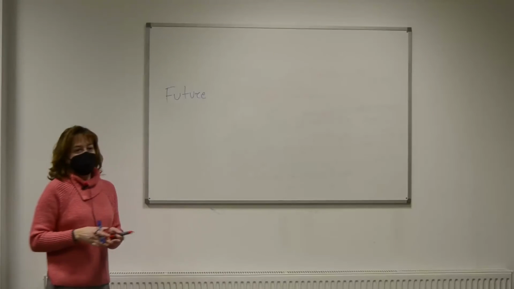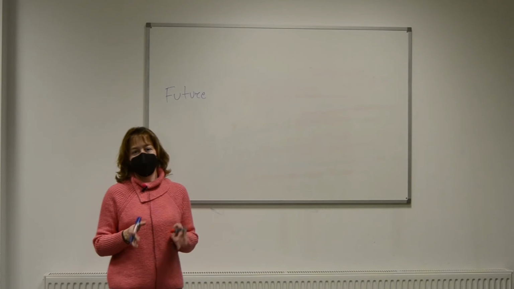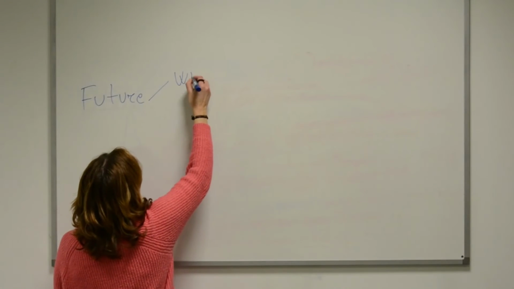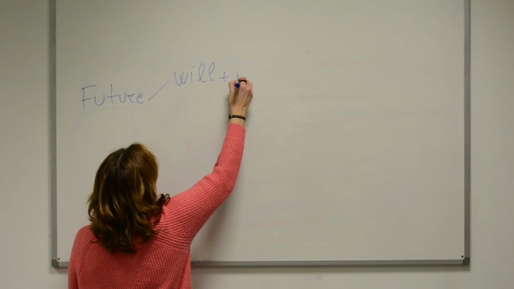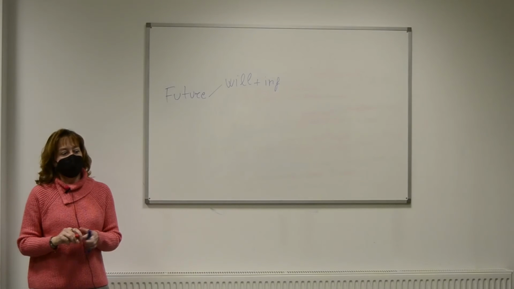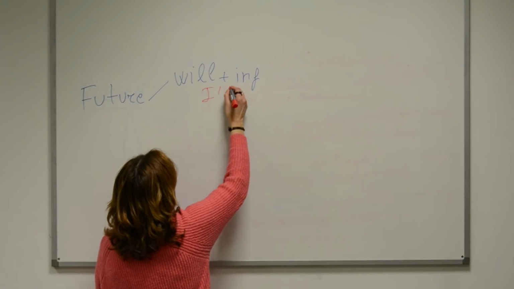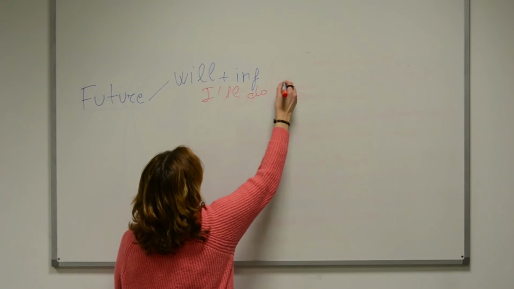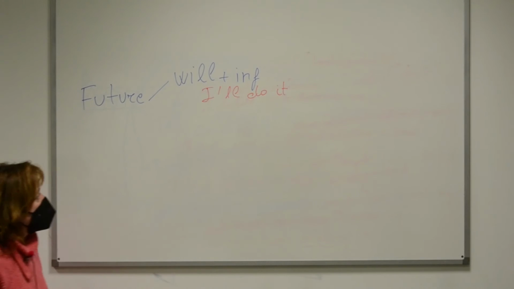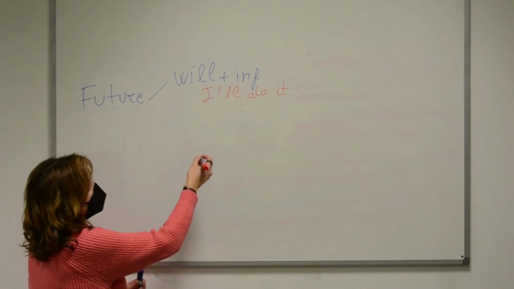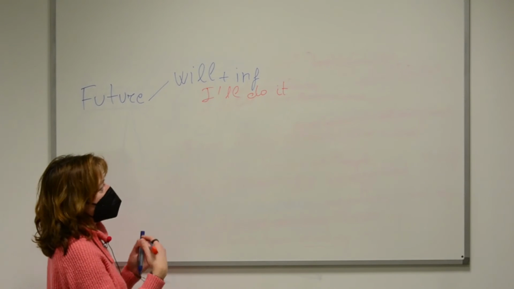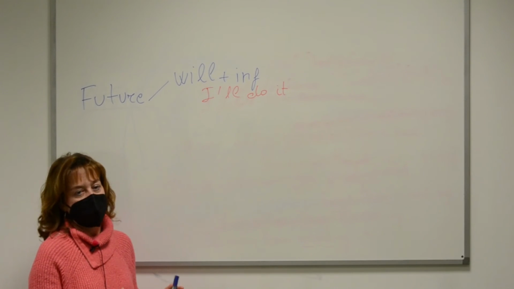There exist different ways of expressing future tense in English. The first one is with will. Will plus infinitive refers to imminent events. For example, I'll do it. It means that you are going to do it just now, without any plan or decision, just now.